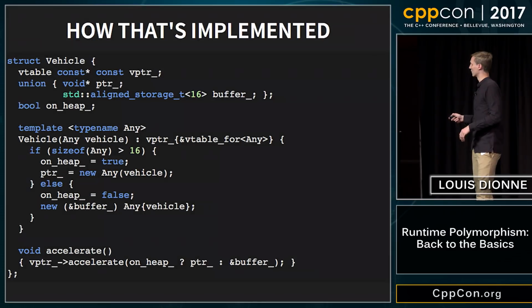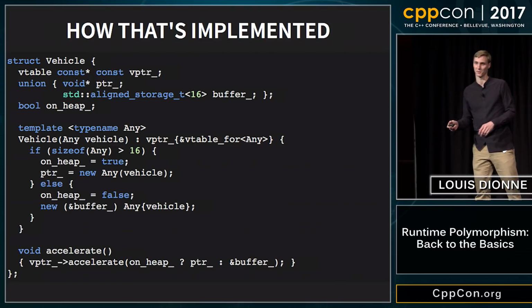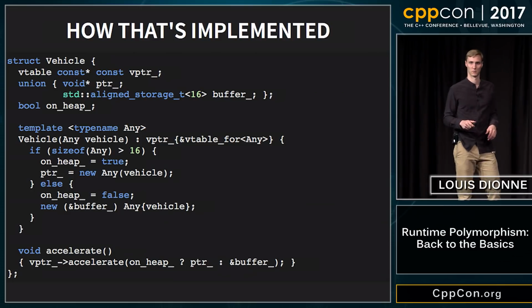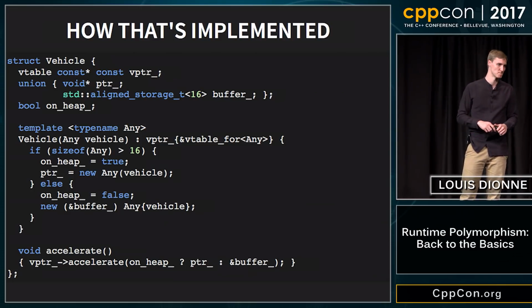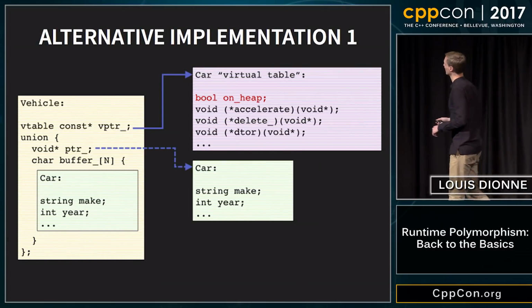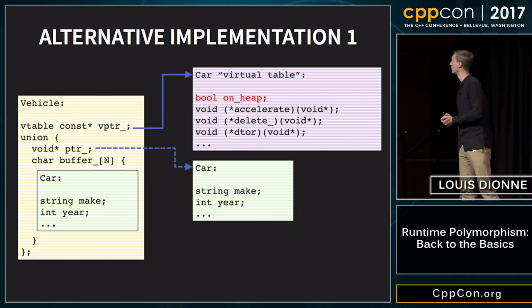And then when I want to call a function, I just go through my vtable again, and if I'm on the heap, I use my pointer. Otherwise, I use my buffer. Is anybody completely lost? All right. There's a bunch of implementations, like I said. I just showed a very naive one.